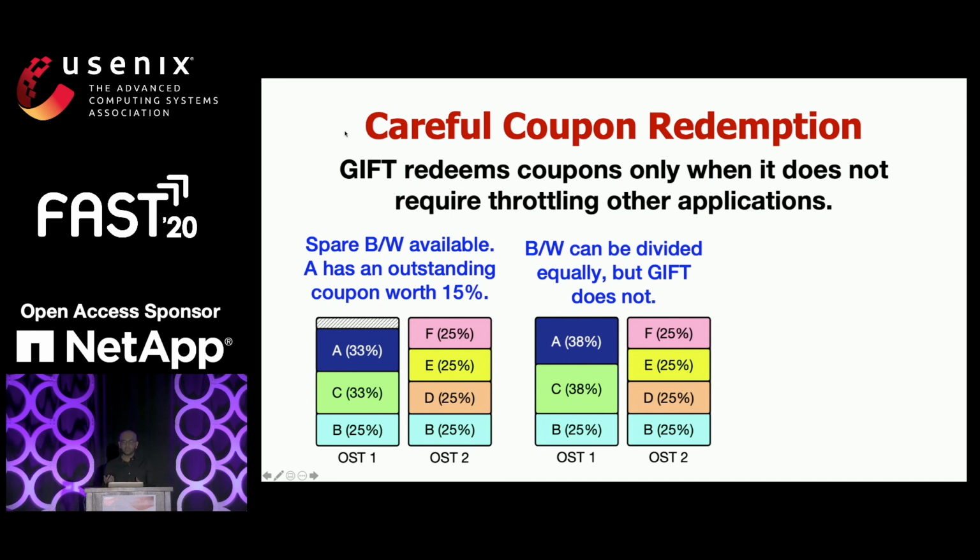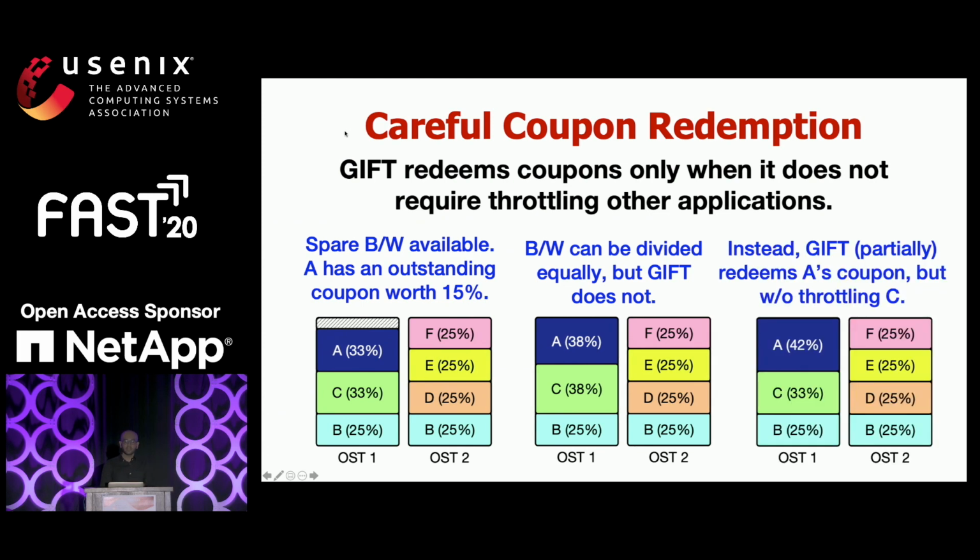On the other hand, if we see that application A has an outstanding coupon worth 15%, then we can actually allocate all of that gap to application A. This is not unfair to application C because it's still getting its fair share of 33%. But now we're redeeming application A's coupon without throttling B or C. So this is the general idea.